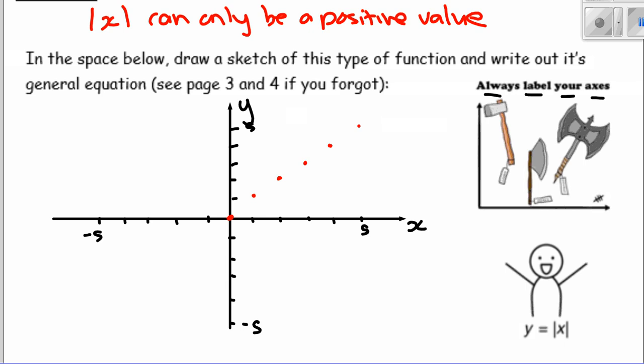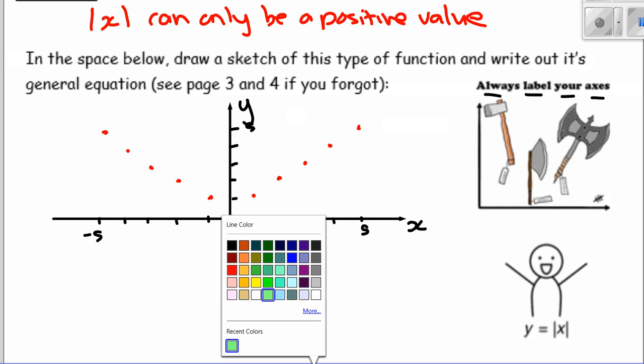And now, when x is negative 1, y will be positive 1. When x is negative 2, y will be positive 2. When x is negative 3, y will be positive 3. When x is negative 4, y will be positive 4. And when x is negative 5, y will be positive 5. Because the absolute value of x can only be a positive answer. So let's sketch this now. It's a really nice green colour.